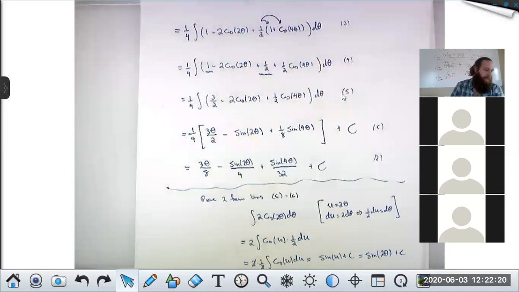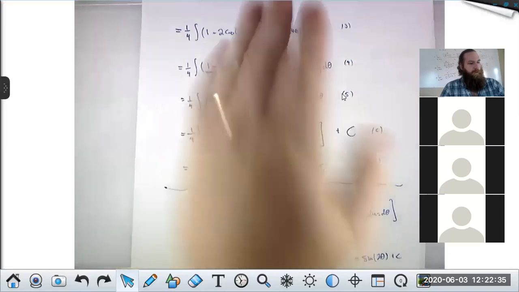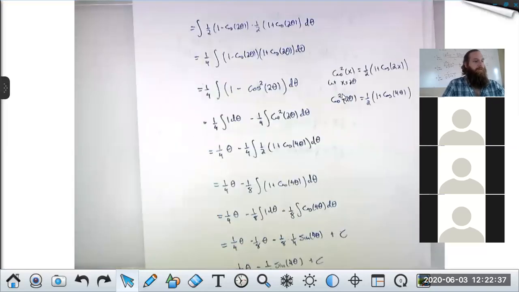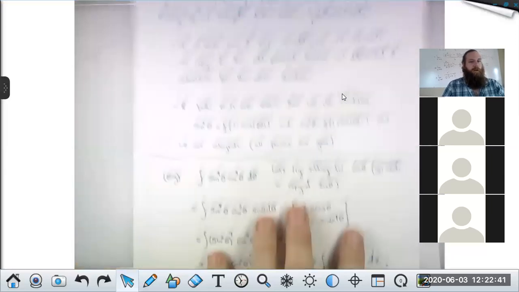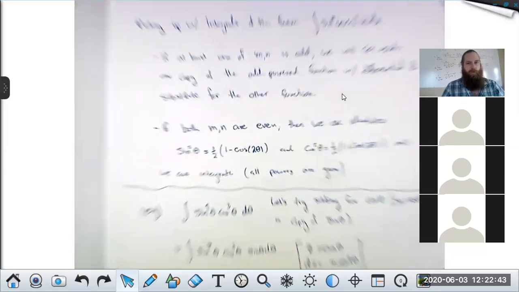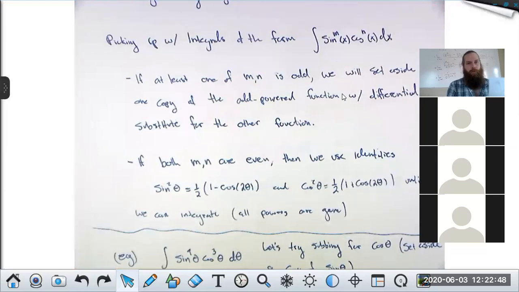So if at least one of the powers is odd, life is pretty good. We know we'll be able to get there just with a simple u sub. We'll need to use Pythagorean identities, but it's always manageable. If neither of the powers are odd, though, we have to do this. So that's the overall strategy, right? Make sure you have these words written somewhere in your notes.